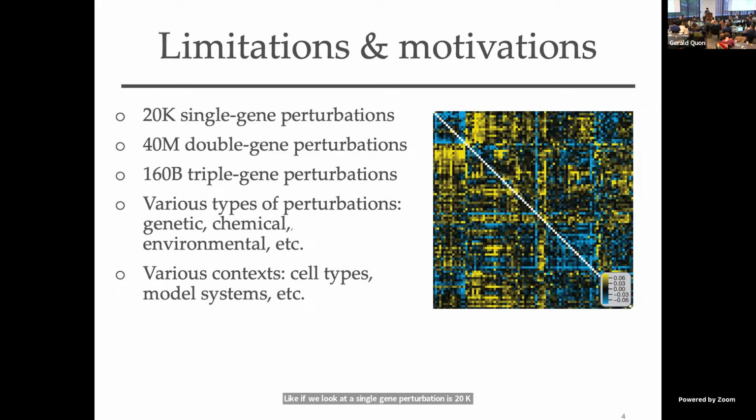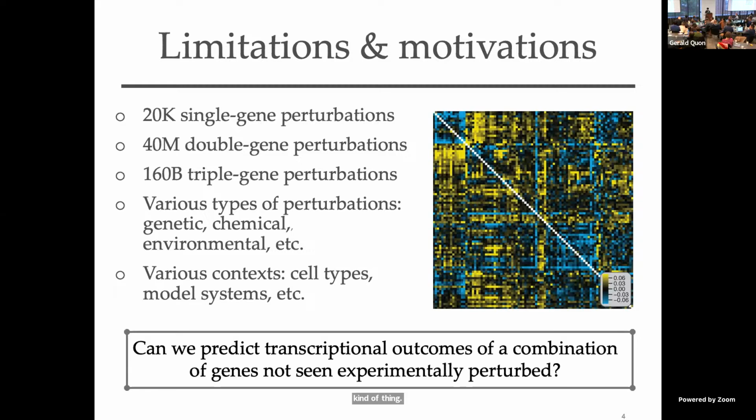And we're also interested in various types of perturbation, like genetic and chemical, and in various contexts of perturbation, like different cell contexts, different disease states, and things like that. So with this combinatorial explosion, even the largest facility cannot do this in the wet lab. So now the question is whether we can predict the transcriptional outcomes of perturbations not seen before.